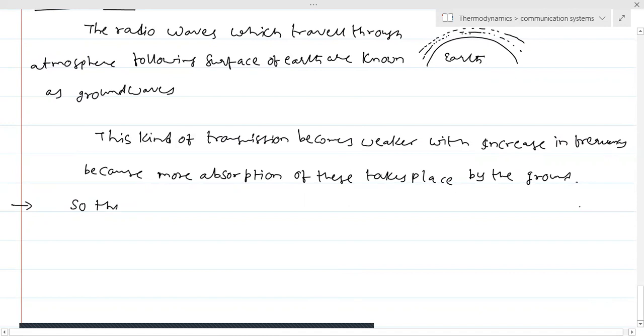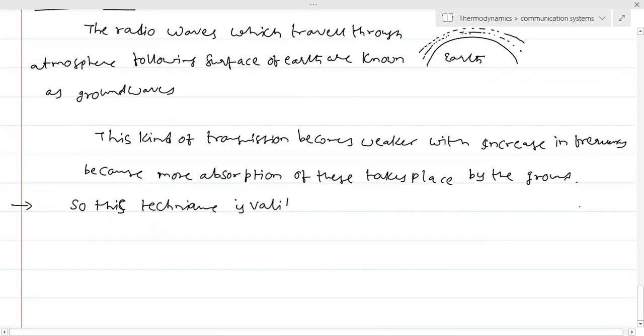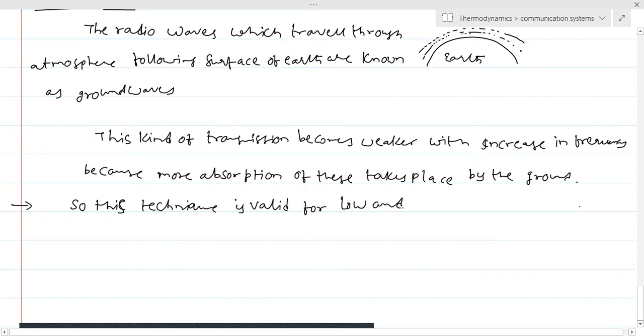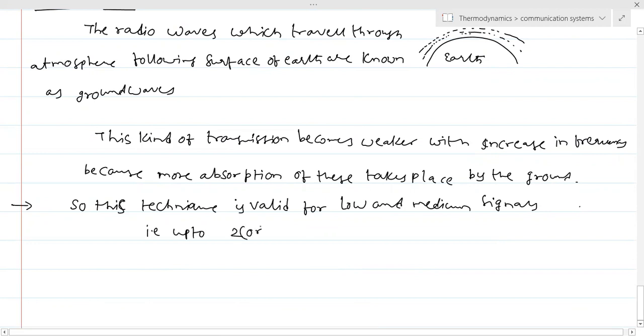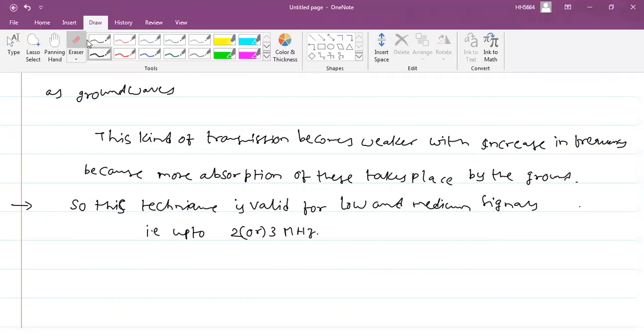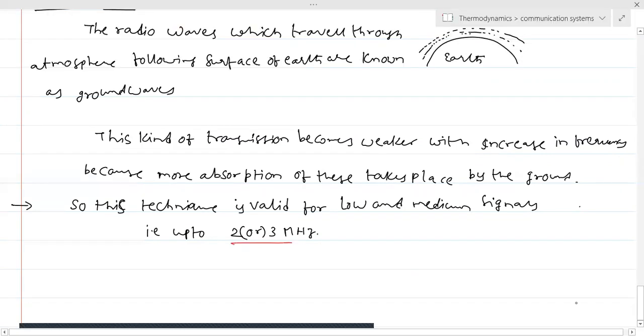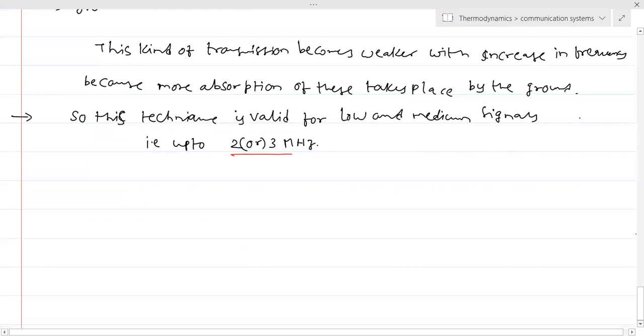This technique is valid for low and medium signals, that is up to 2 or 3 megahertz. Up to 2 or 3 megahertz we are speaking. So we need to memorize these values, because they are very important, the questions will be directly asked.